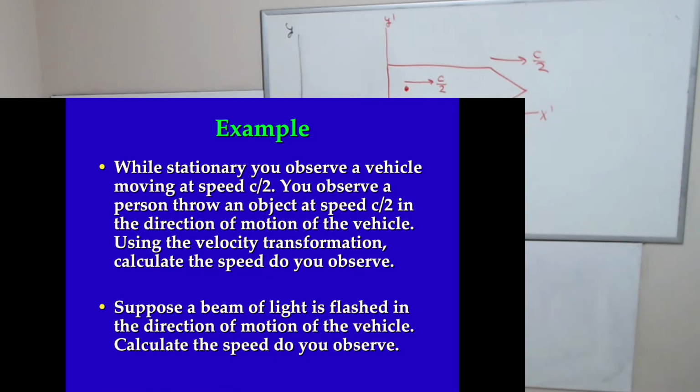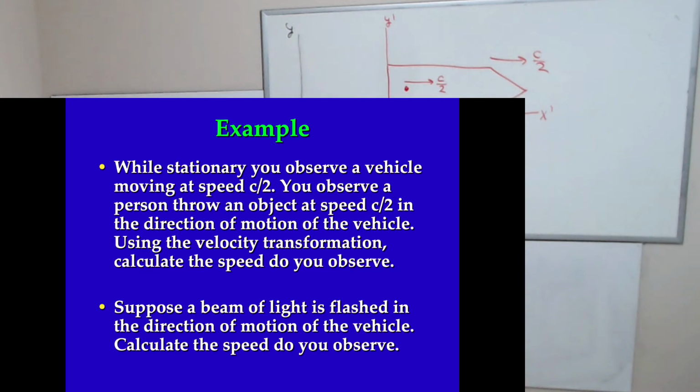is the following. While stationary, you observe a vehicle moving at a speed c over 2. And a person in this vehicle throws an object at a speed c over 2 in the direction of motion of the vehicle. Using the velocity transformation equation, calculate the speed you would observe.